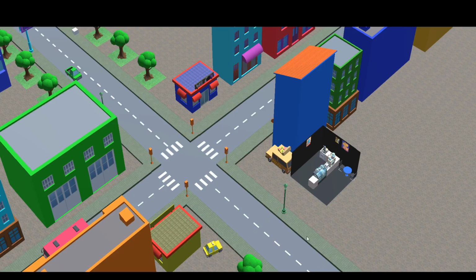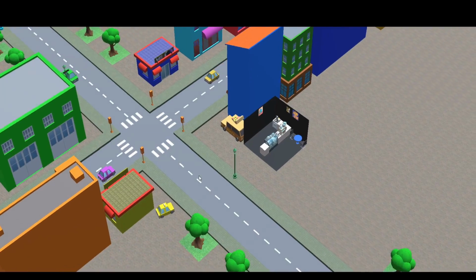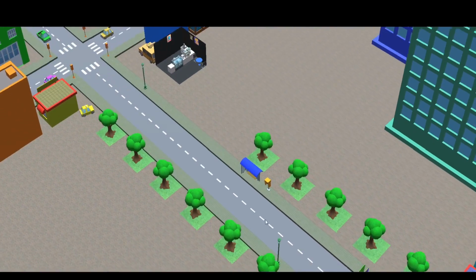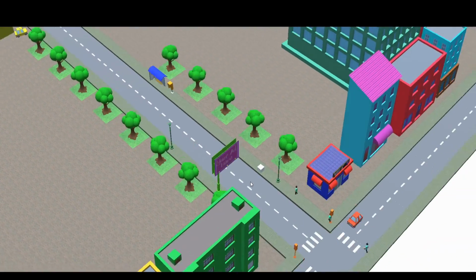So far the male model has the walking animation and the idle animation. From point A to point B, it would keep on walking, as if a pedestrian is walking on the street. So I'll just quickly show it to you. Yeah, so here we go.